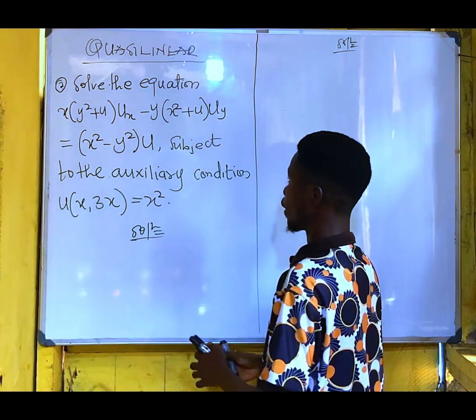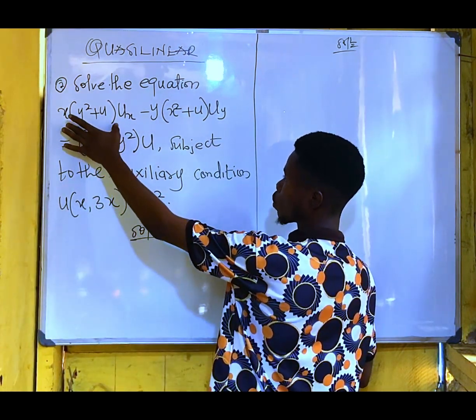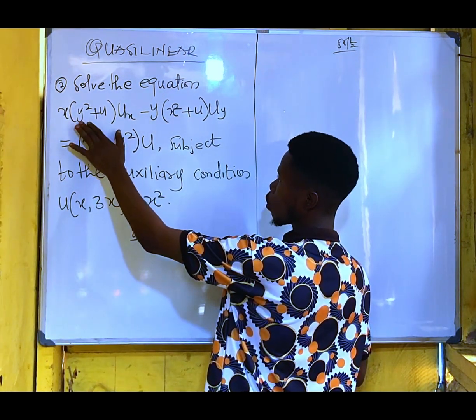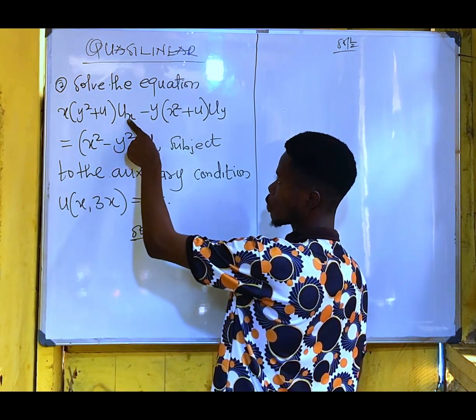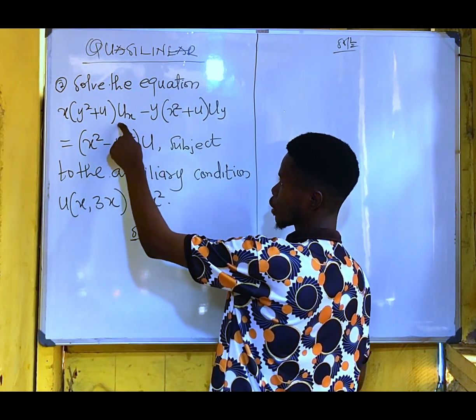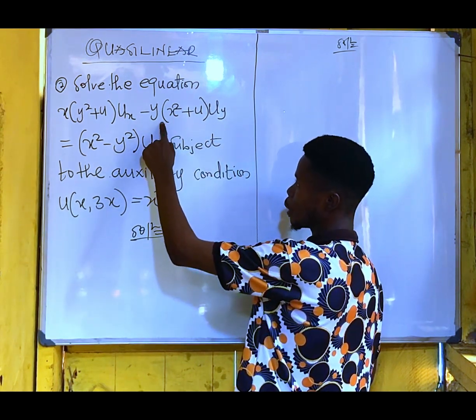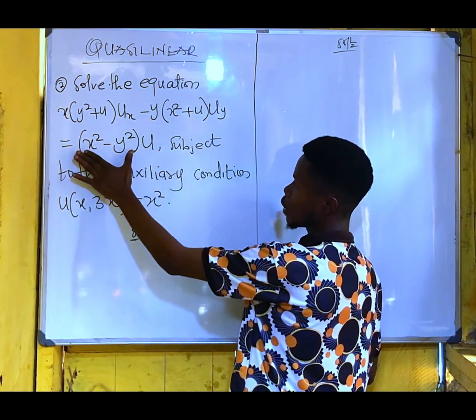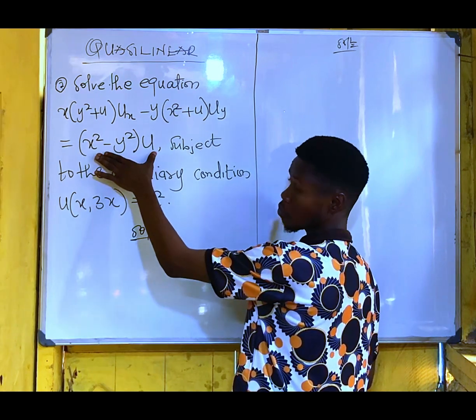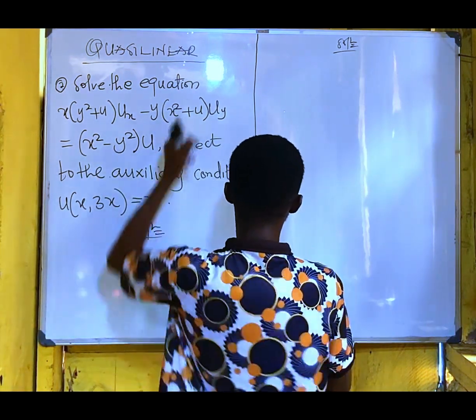You know what the A is already. So the whole of this will be A. The coefficient of U subscript X is the A. The coefficient of U subscript Y is the B. So the B will be negative of that. And then the whole of this becomes what? F. Okay.